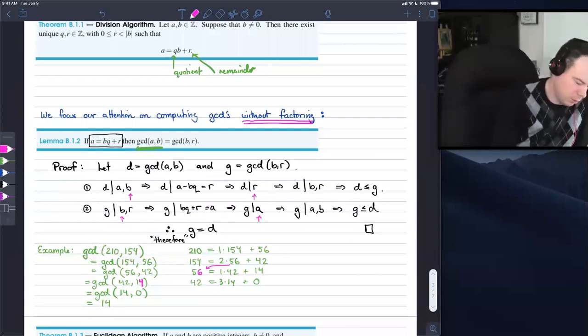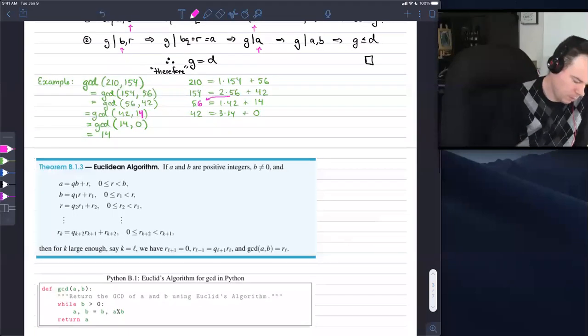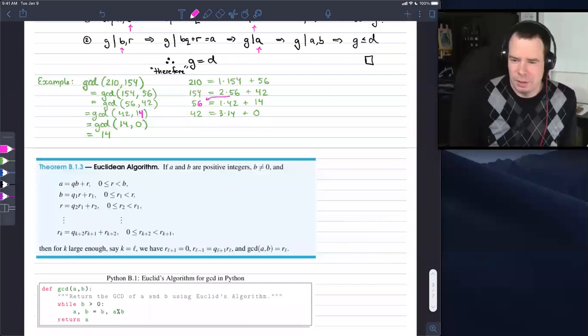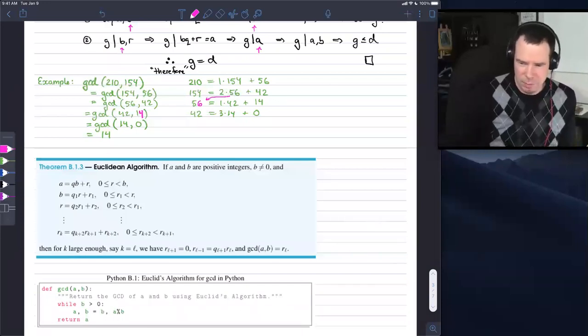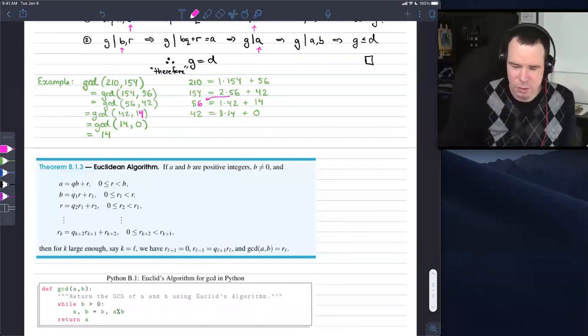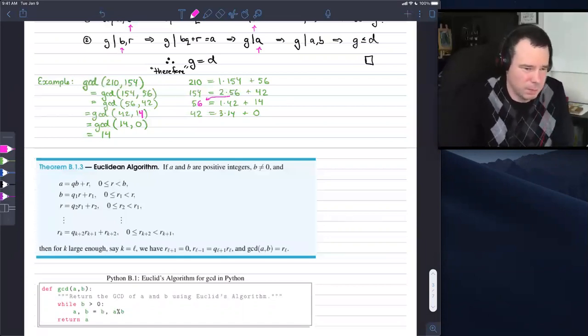This technique is known as the Euclidean algorithm for computing GCDs. That's the statement there for the Euclidean algorithm. You want to find the GCD of A and B, you continue to do those steps that we just did. Because it's so repetitive, it's actually very nice to implement in a computer algebra system.